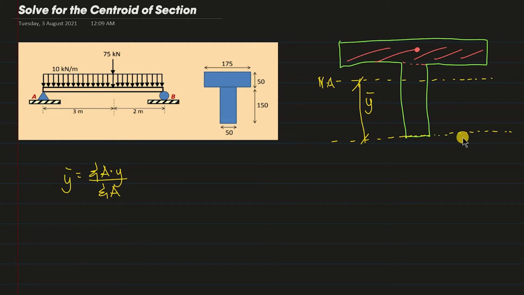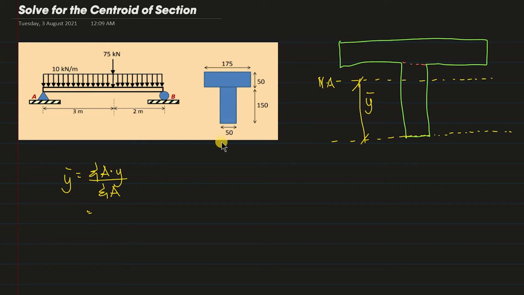Okay, so this temporary reference point can be anywhere. Kahit dyan or dyan, pwede yan. Pero mas easier kasi kapag nasa bottom. Okay, simulan natin. Remember, meron tayong dalawang parts. Simulan natin dito sa pinaka-top. So, ano yung area niyan?